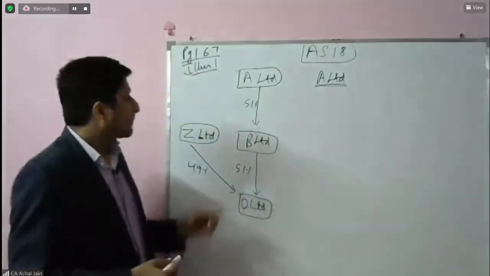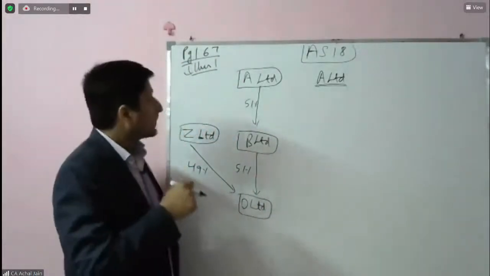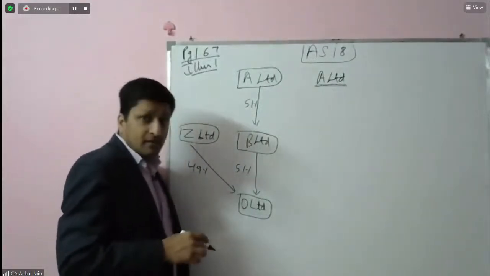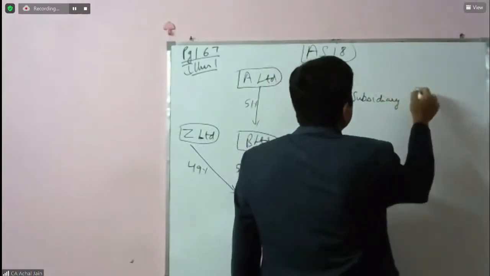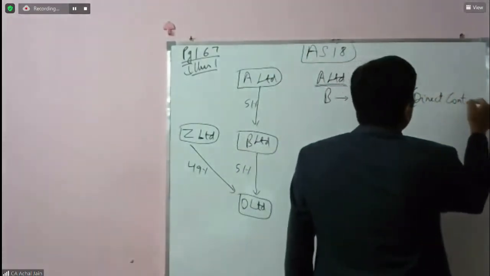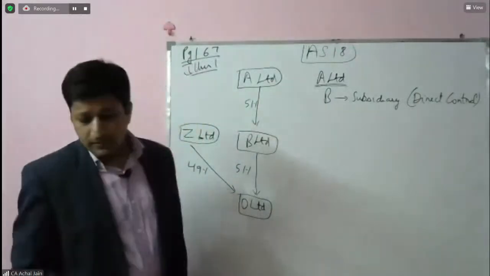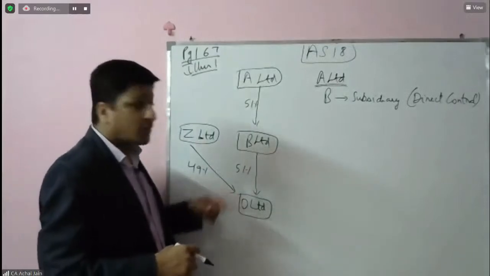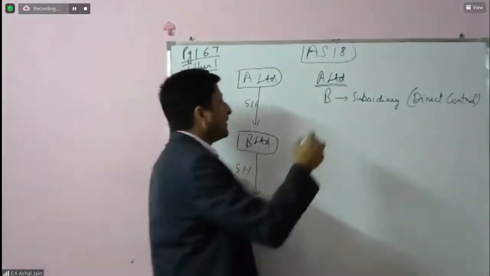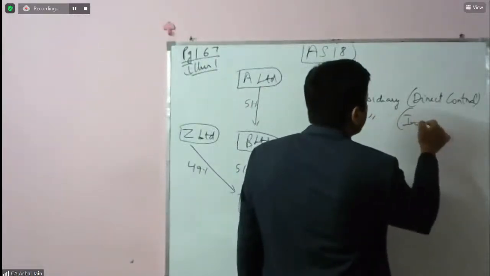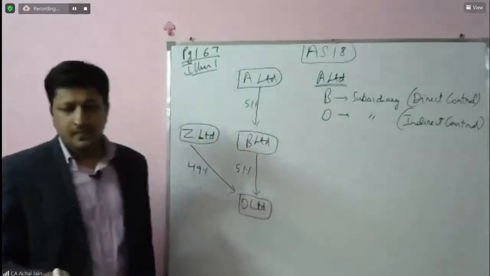So let's understand. B is the entity over which A holds 51%. So A will have control over B. That's why for A, B will be a subsidiary, or we can say a direct subsidiary. So A will have direct control. For O, here again, A will have control, but that control is not direct, it is through an intermediate. Who is the intermediate? B. So O will also be a subsidiary, but through indirect control and not direct control. Clear?